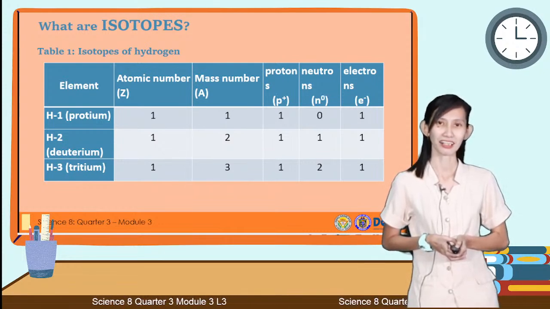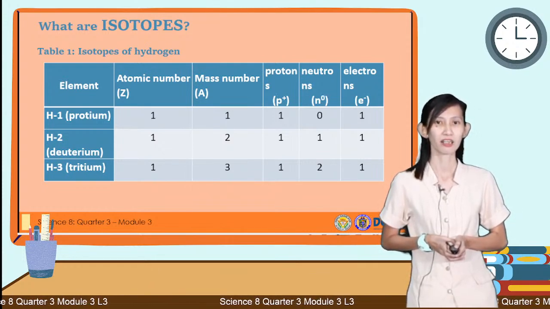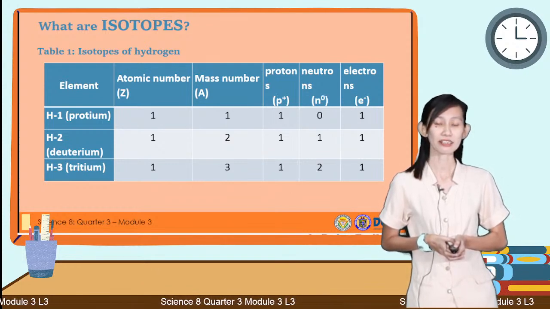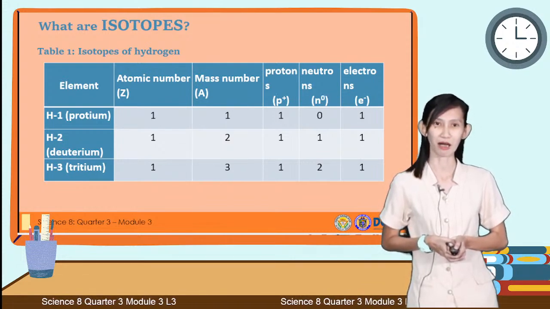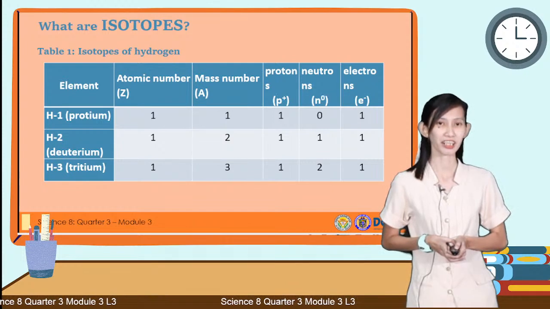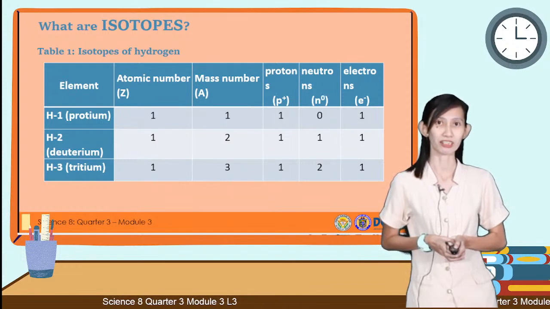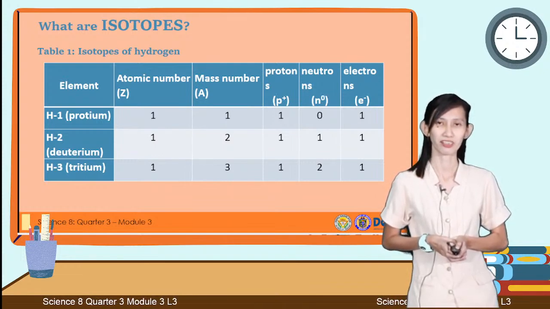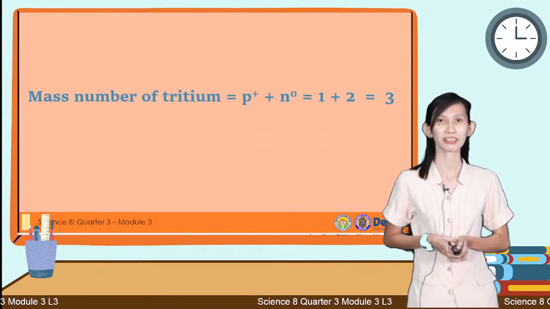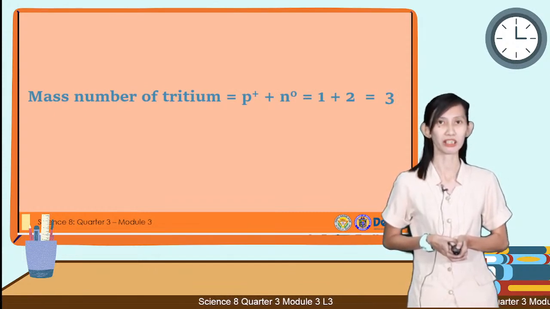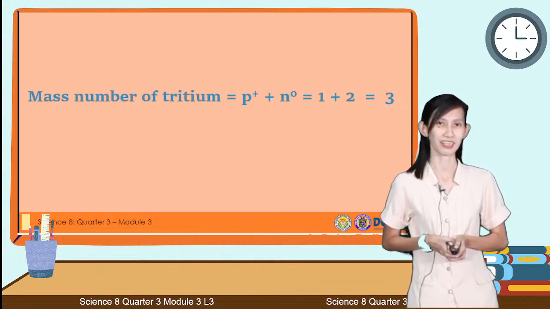Different isotopes can exist, and this can be identified by its respective mass number. Mass number is the sum of the number of protons and the number of neutrons in the atom. For example, H3 has a mass number of 3. Referring to the table, its number of protons is 1 and 2 for neutrons, giving a total of 3. So mathematically, mass number of tritium is equal to P plus N, the neutrons. So the mass number of tritium is 3.